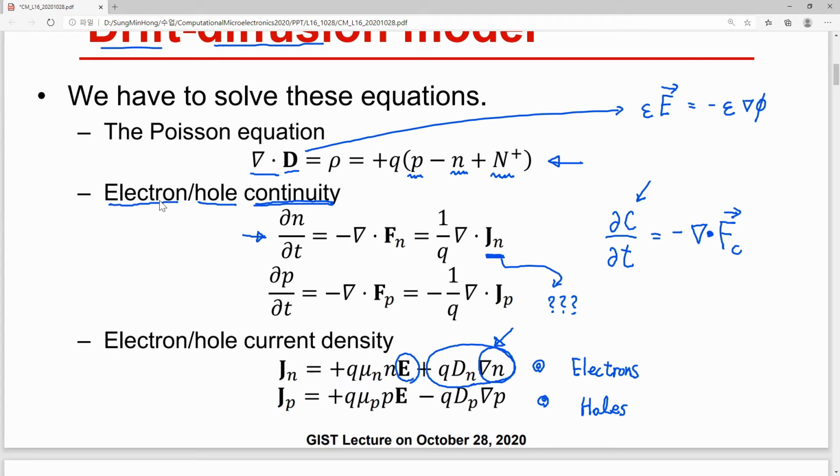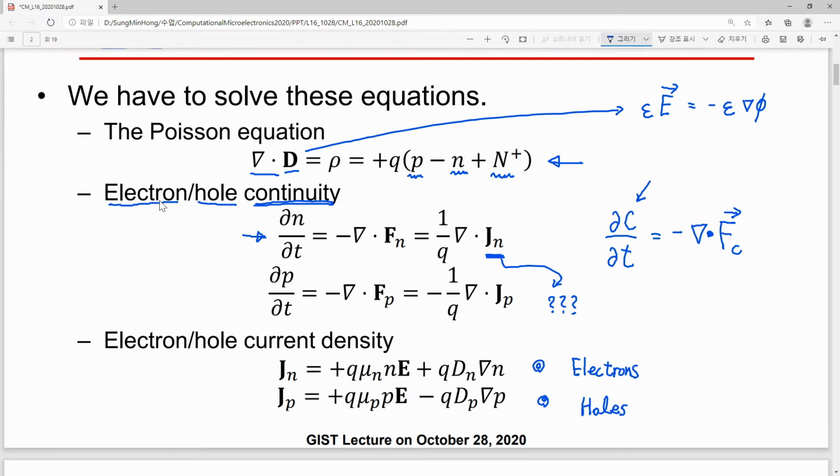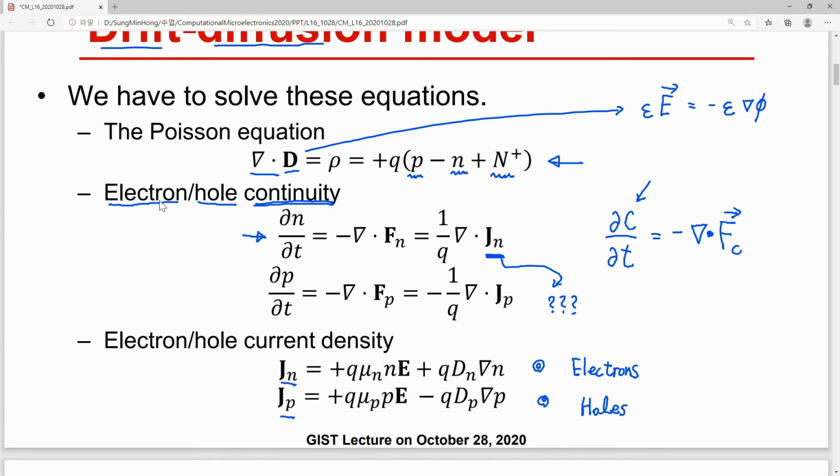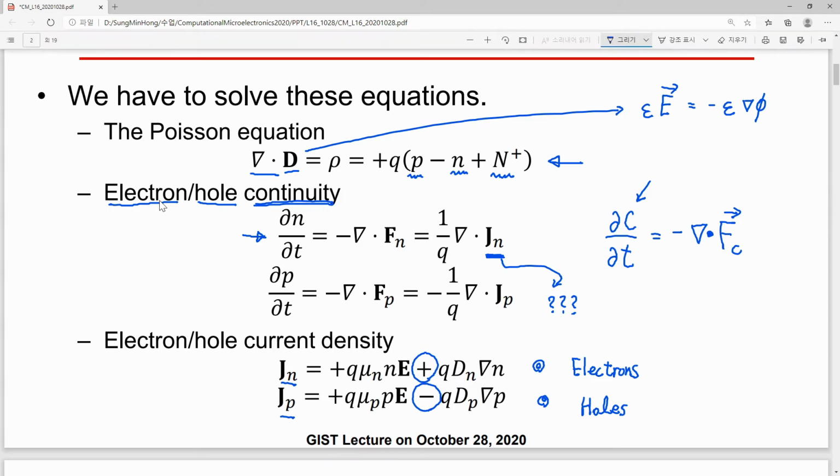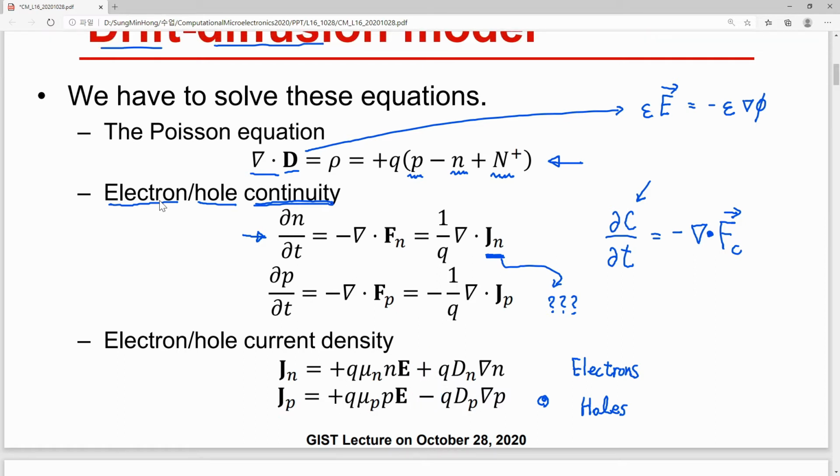So when you have a look at J sub n and J sub p, you can find that they look almost the same. However, here you can see that the coefficients for the diffusion terms are opposite. That is the only difference between the J sub n and J sub p expressions. So, in principle, when we talk about the drift-diffusion equations, we have to solve these 5 equations.